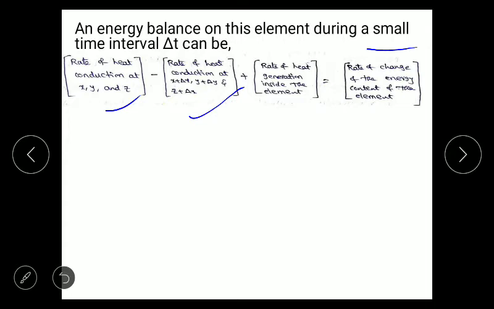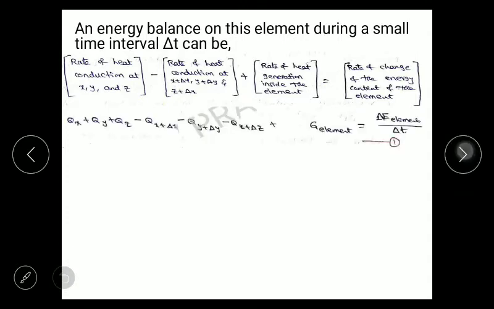But according to the first law of thermodynamics, of the heat supplied to a body, or the energy given to a body, a part of it is utilized to generate some internal work, and that internal work here is treated as internal heat that is generated inside the body. So the total change of energy of the element is the difference between the input and output heats plus the rate of heat generated inside the element. Right? Now we know all these things.